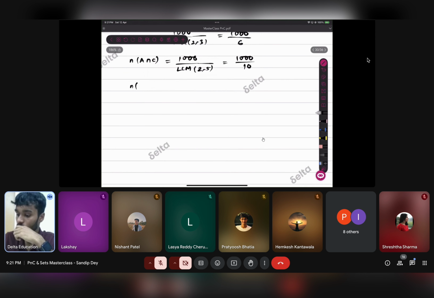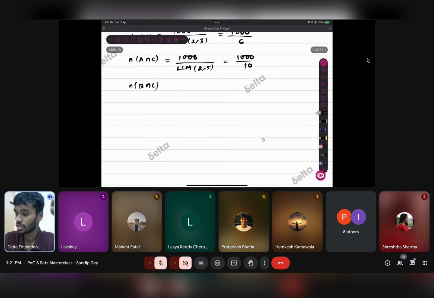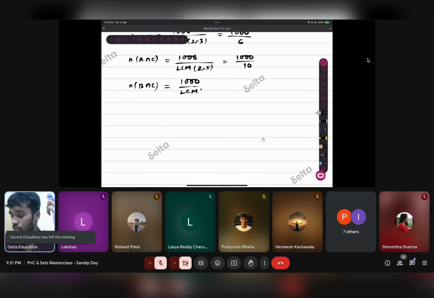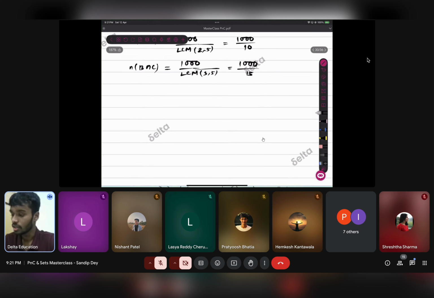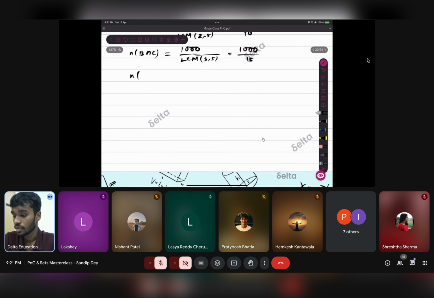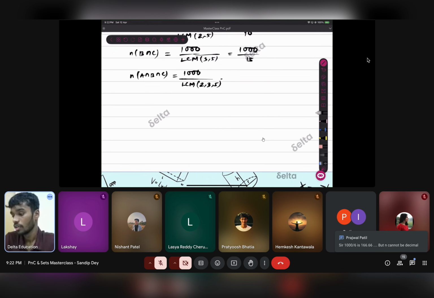Then again, I have to find out B intersection C, the number of numbers in the B intersection C set. So for that, I have 1,000 divided by LCM of B and C. B is 3 and for C I have 5. So this is going to be 1,000 divided by 15. This many numbers will be divisible by 15. And again, I have to calculate n of A intersection B intersection C. It will be 1,000 divided by LCM of 2, 3, 5.